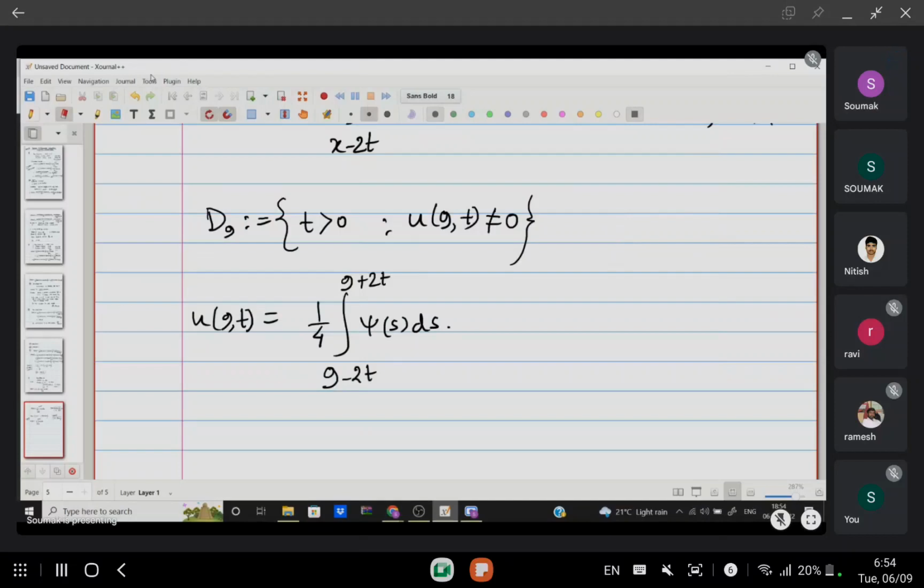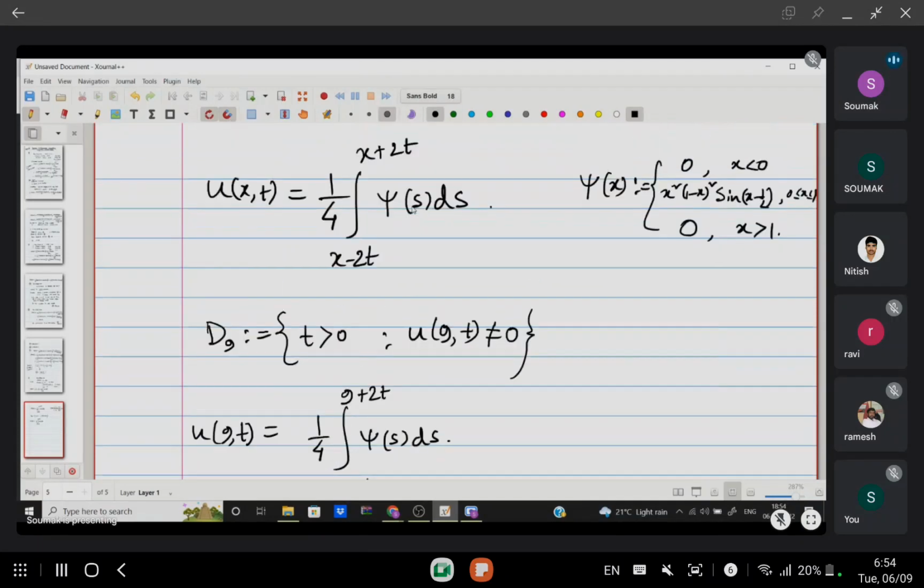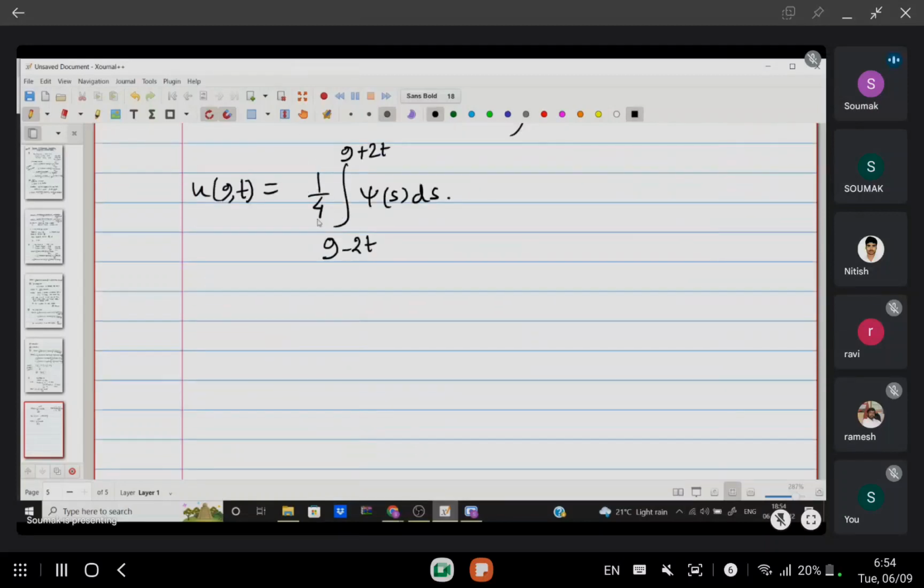Now you tell me where psi is. I will show you what psi is. Here it is. You check that psi is 0 whenever x is negative and 0 whenever x is greater than 1, right? So I take the interval as 9 minus 2t to 9 plus 2t, because I am integrating in this interval.